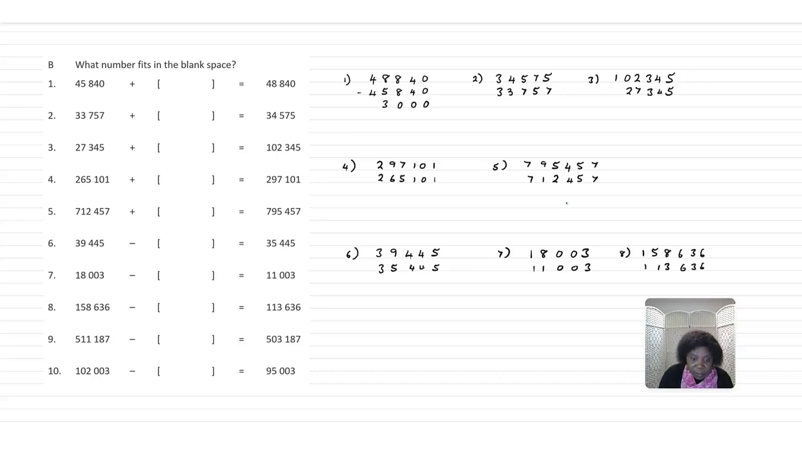And then we're going to come to question 9 here. So we're going to have 511,187, and then we have 503,187, and then we have question 10, where we have 102,003, and then we have 95,003.